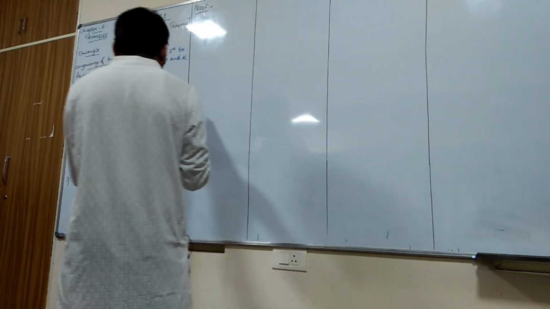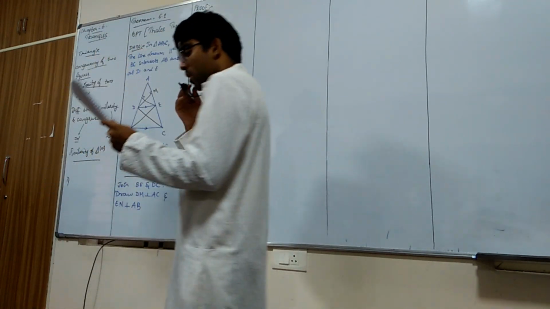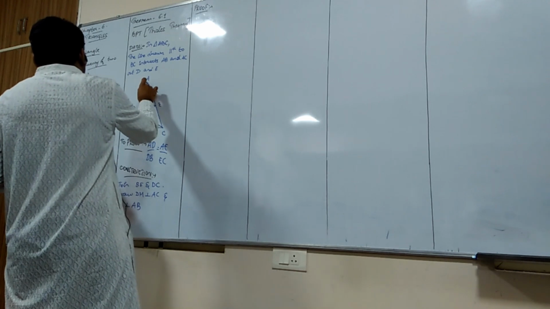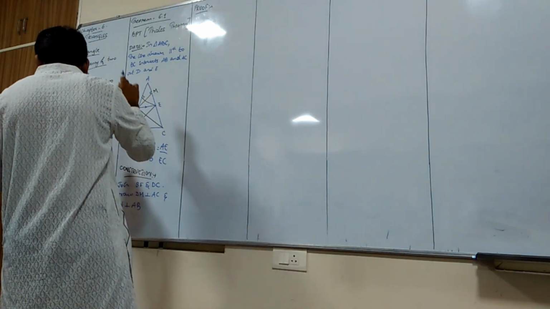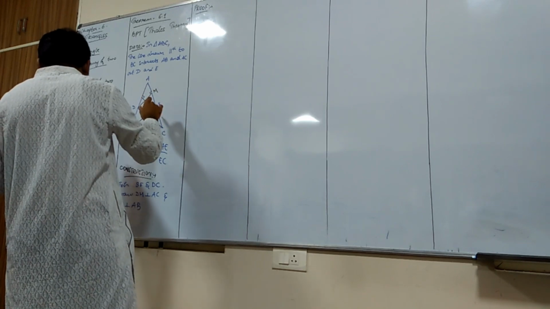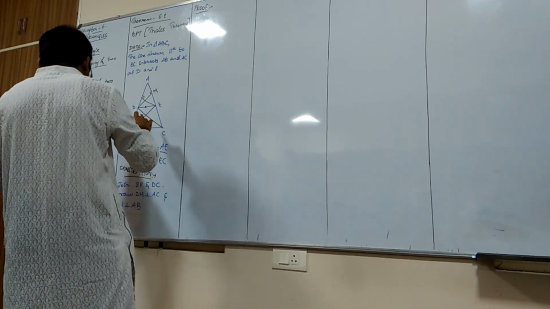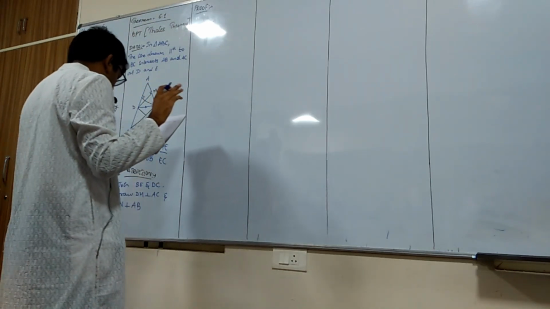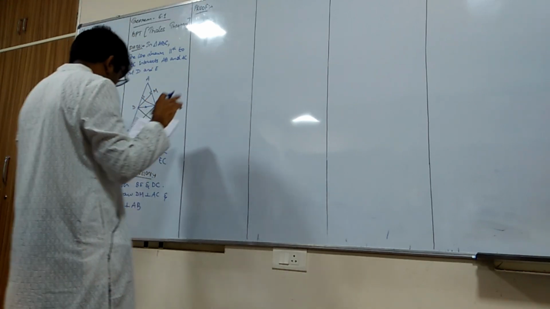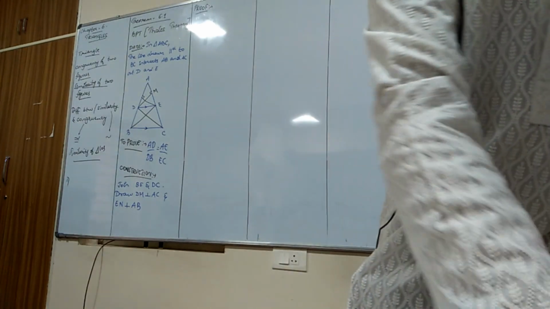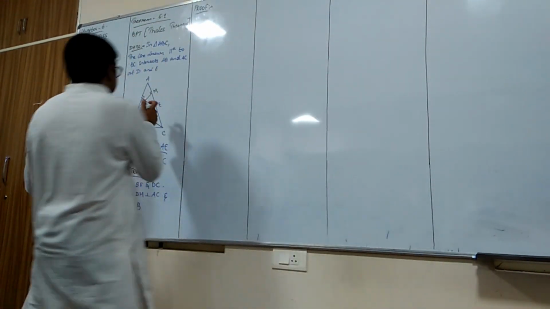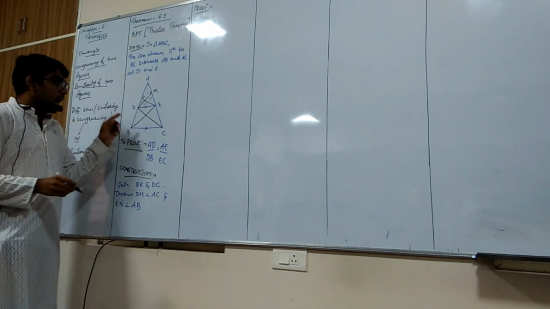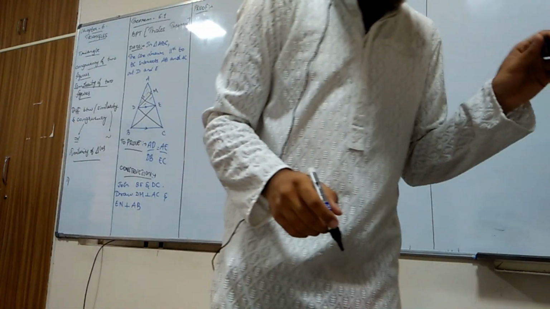Okay, let's start with the proof. Consider two triangles out here, ADE and... sorry, ADE. This is the first triangle ADE. Okay, and the next triangle is BDE.